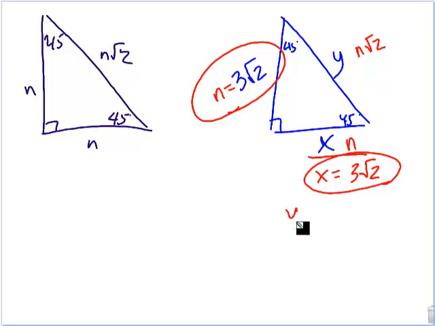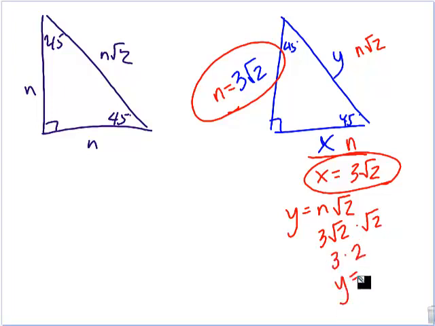Then up here we have y equals n square root of 2, but what's our n? What's our value for n that we have? 3 square root of 2, so we're going to replace the n with the 3 square root of 2 and times it by the square root of 2. Yep, square root of 2 times square root of 2 is 2, so 3 times 2 is 6. Are you getting the hang of those ones?